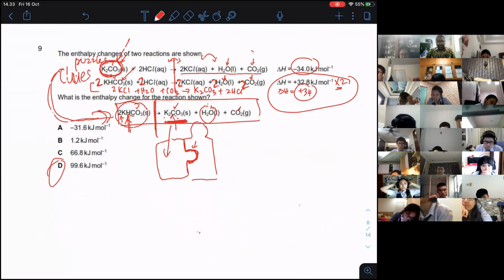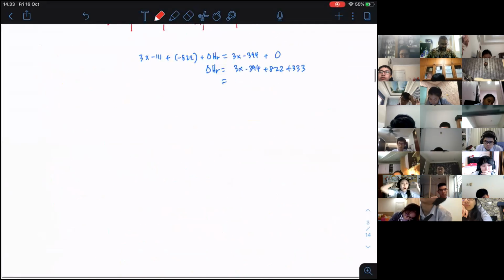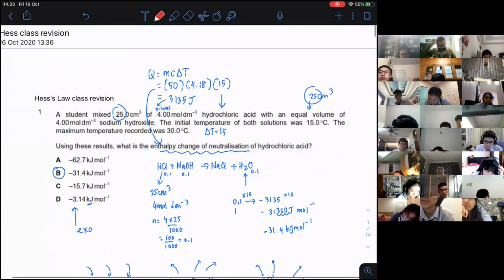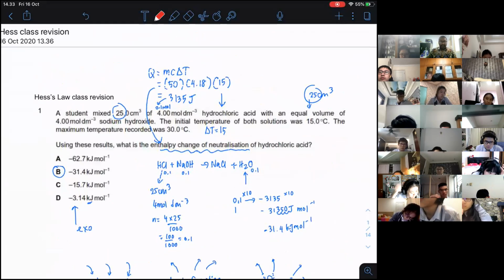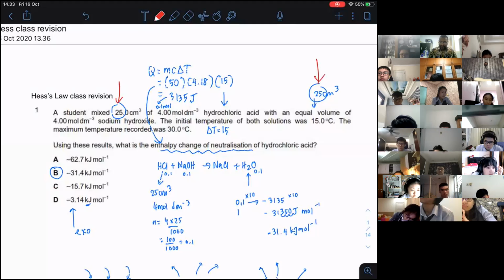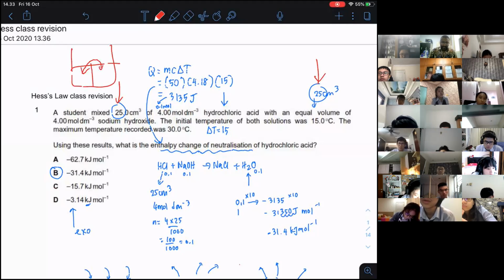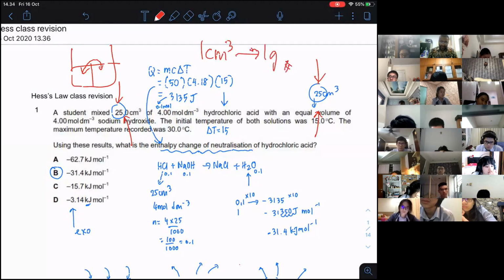Sir, can you go to number 1? Okay, number 1. How to know that the mass is 50? 25 cm3 plus 25 cm3. Both of them are aqueous. So when the energy is being transferred, that energy is being transferred to all the water. 25 cm3 here also got water, here also got water, then 50. So 1 cm cube is 1 gram. Please remember this. Does it answer your question?